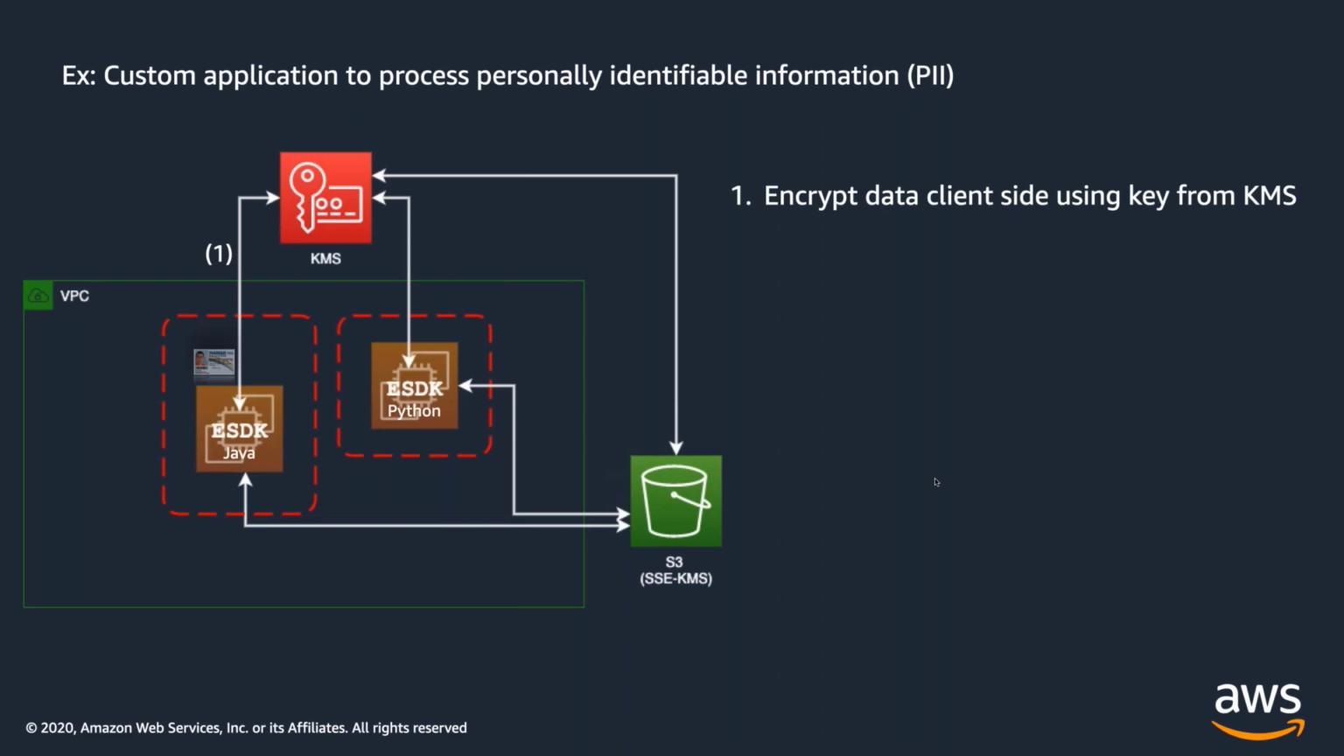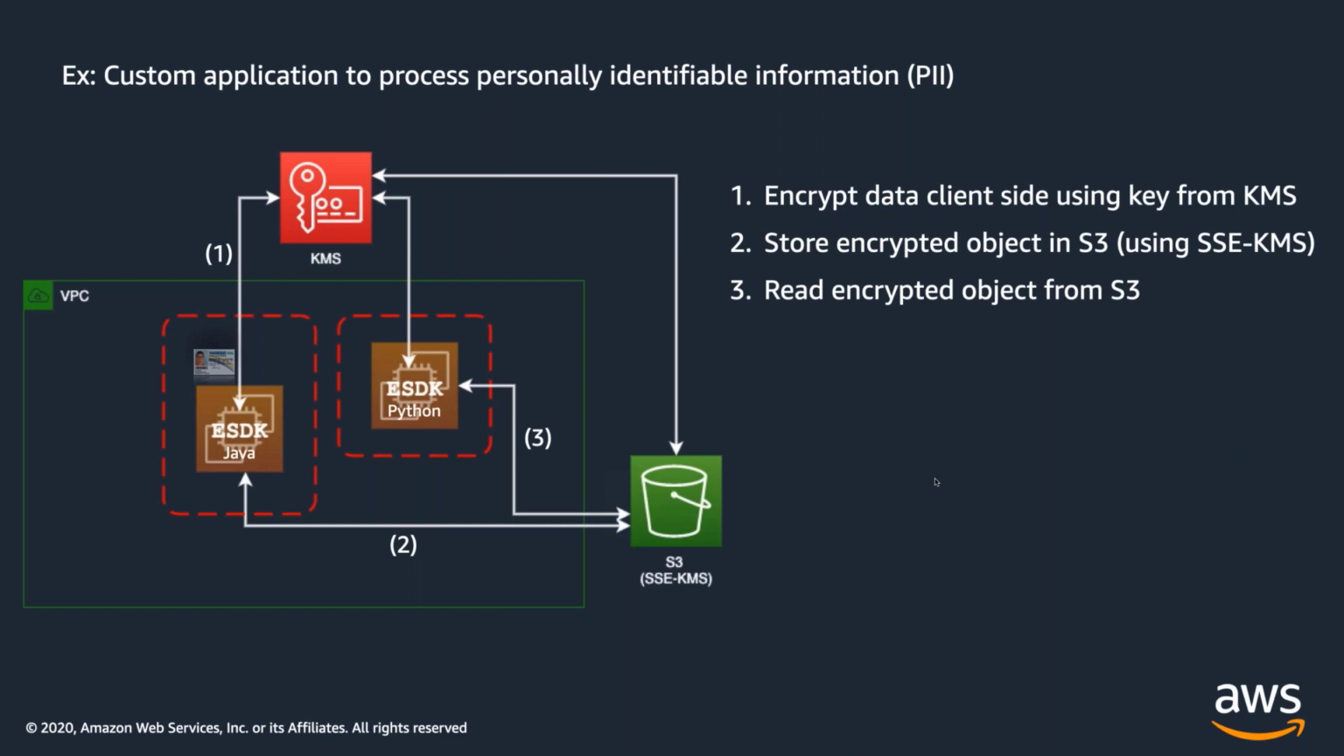So we're going to put the encryption SDK in the mix here. On the side where we're processing this data, we're using Java. We're going to encrypt the data client side. For that, it's going to reach out to KMS and get a data key that it's going to use. The next step is to store the encrypted object in S3. Again, we're still using our server-side encryption, but we're also going to do client-side encryption in this case.